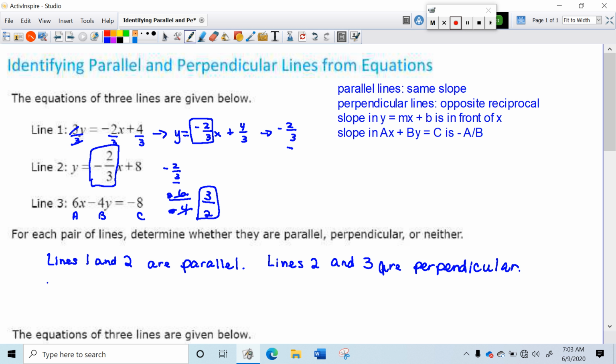And then we've got to do lines 1 and 3. So you do the first 2, the last 2, and the first and last to make sure you've got them all. Well, line 1 is negative 2/3, line 3 is 3 halves. Those are opposite signs, and the fraction is flipped, so those are perpendicular. Okay, so that's the answer for each pair of lines.